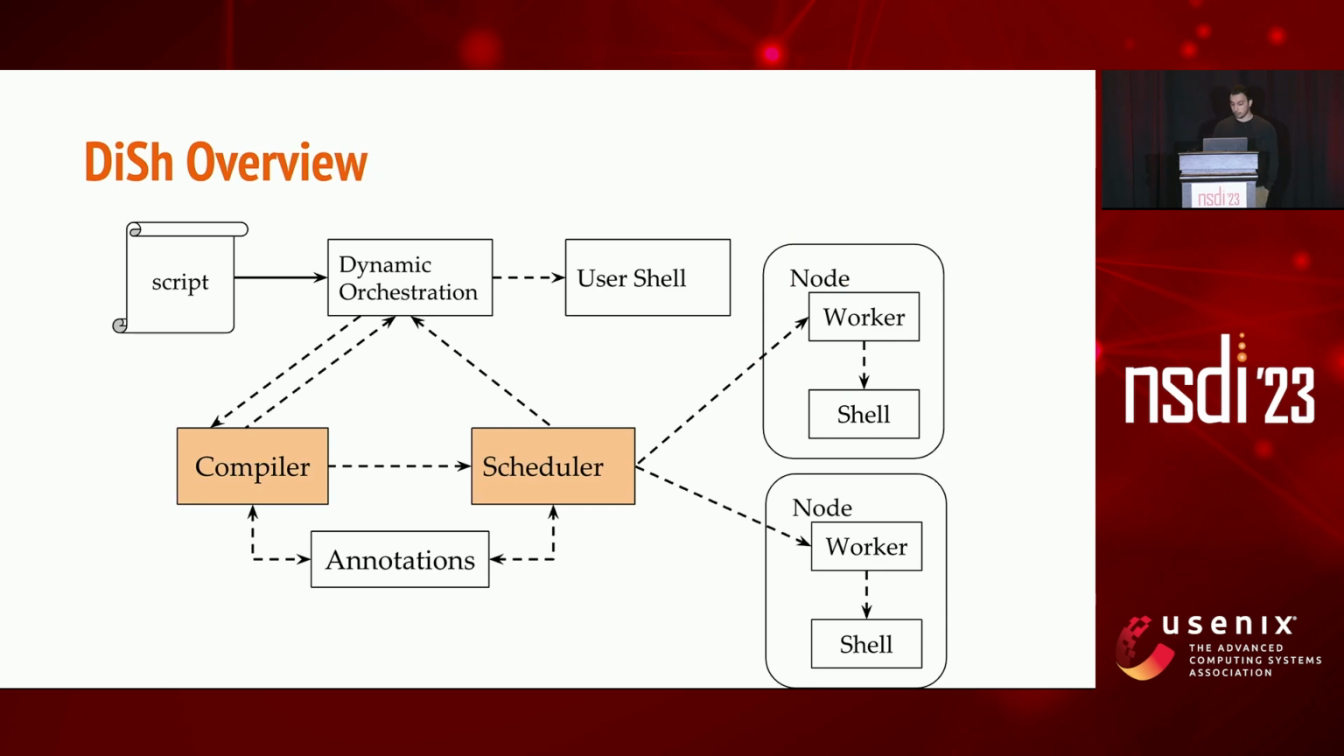Finally, the scheduler takes what the compiler outputted, and it takes this data flow graph and distributes it to the workers. The workers each have their own shells, and they can transform that data flow graph back into a shell script and then run it on their own machine. Finally, the output of these shells gets back to the user shell, and you get your output.